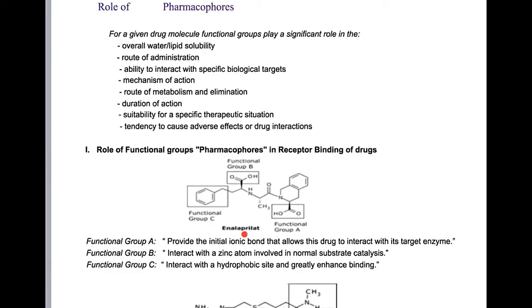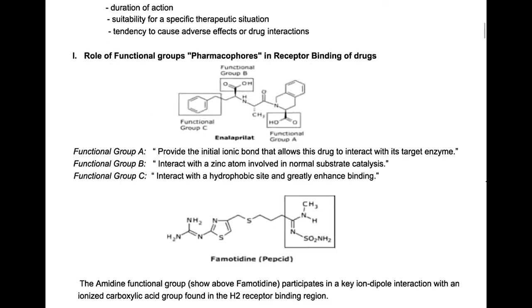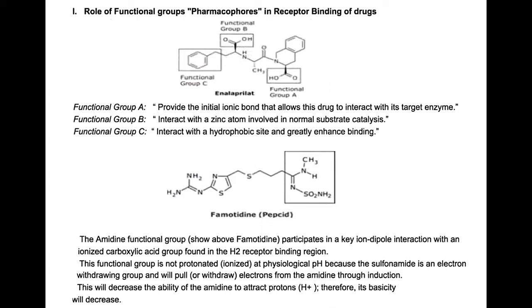If we look at this example about enalaprilat, we will find that we have function group A, which is the carboxylic group, function group B, which is another carboxylic group, and function group C, which is this benzene or aralkyl ring. So function group A, what is the importance of it in binding to the receptor?